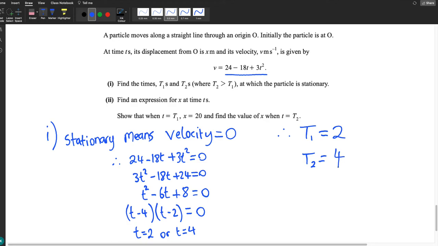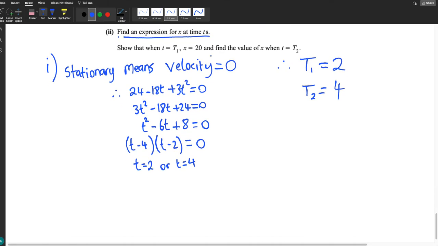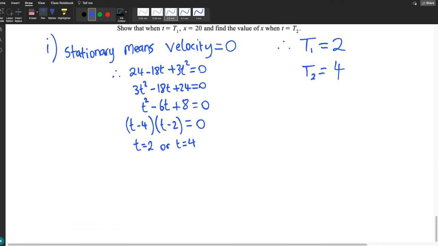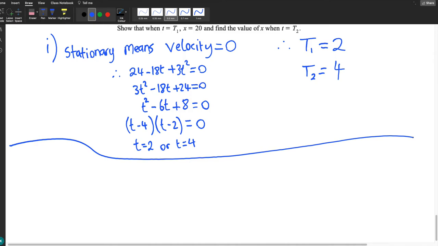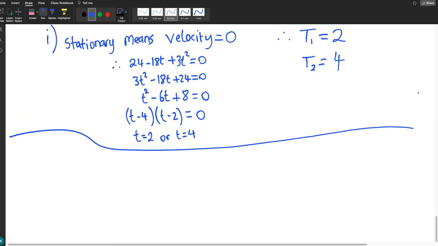Okay, next question. Find an expression for x at time t seconds. Well, x represents the displacement. It says the displacement from O is x meters. So I'm just going to put this little relationship in case people don't know. And that's this little relationship. So we've got, in fact, let me go a bit higher. I'll come back to the question so you guys will be able to see it.